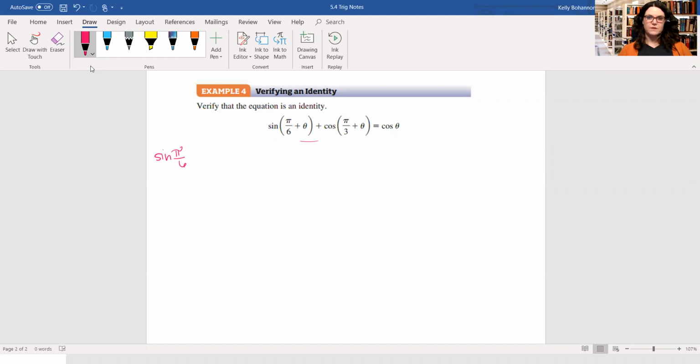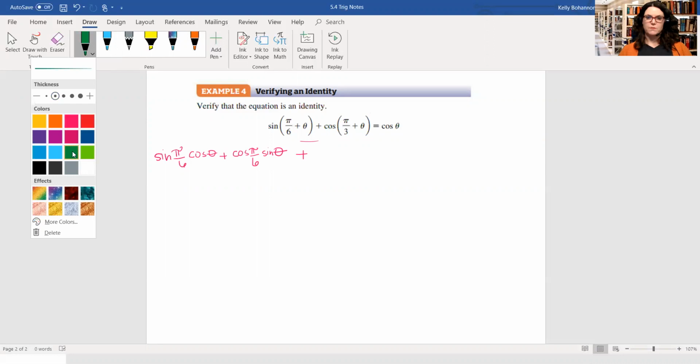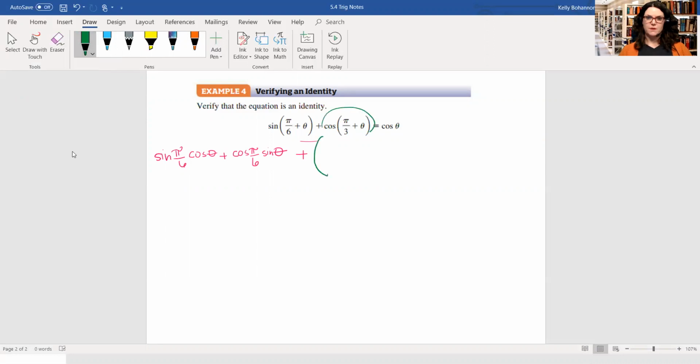So sine of pi over 6 cosine theta plus cosine pi over 6 sine theta plus, now I'm going to put this part in a big set of parentheses because I'm doing this piece right here. So I've got to use my cosine sum identity. So cosine pi over 3 cosine theta minus, remember the sum identity for cosine has a minus in the middle, sine pi over 3 sine theta.